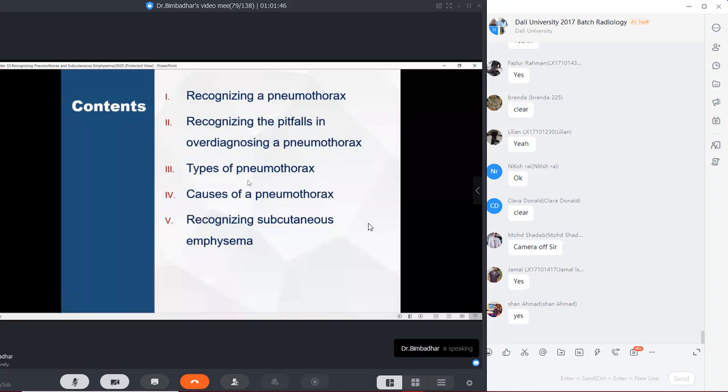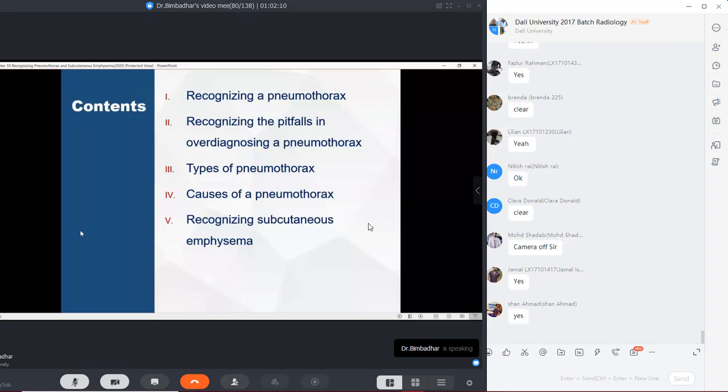So how do I recognize a pneumothorax? Remember, this chapter can be asked: the characteristic radiographic features of a pneumothorax can be asked as a 4 marks question. Atelectasis, yes, 2 marks and sometimes 4 marks. Pneumothorax also 4 marks, right?